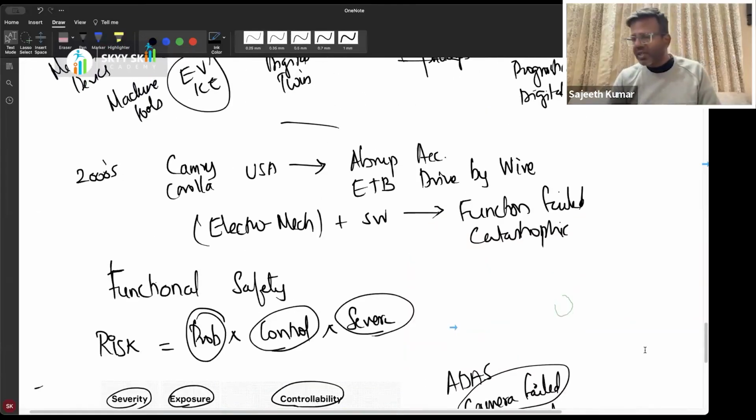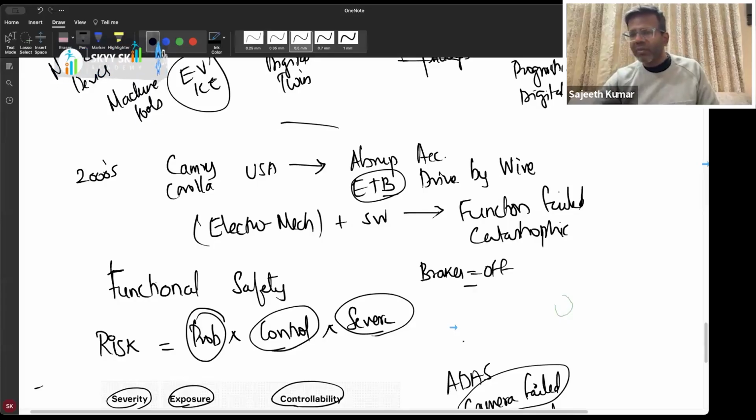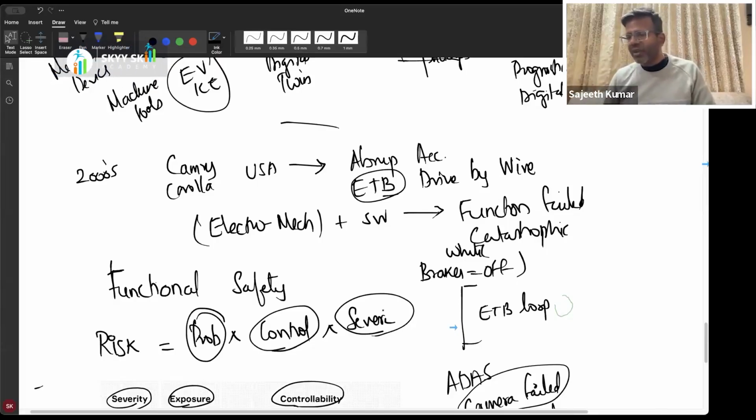How did Toyota fix this ETB? So they said the first condition for the electronic throttle body to work is brakes equal to off. Only if the brakes are off, it goes into the ETB loop, right? So this is like writing a condition: while brakes are equal to off, then execute ETB, which means your throttle body will only function when the brakes are off. So even if you slightly touch the brakes, the throttle body will basically stop working.